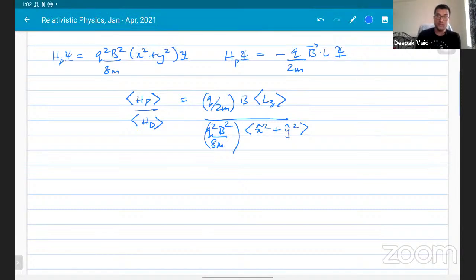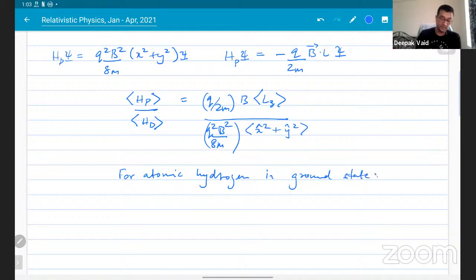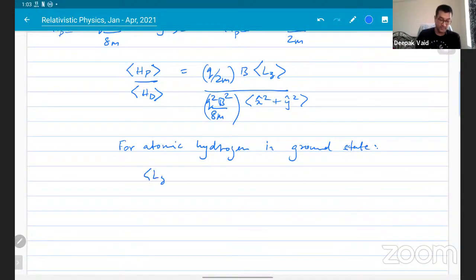And now we can ask ourselves, for instance, for atomic hydrogen in the ground state, right? What do we expect L_z to be? L_z would be of the order of h bar. And what would we expect this x squared plus y squared, the expectation value of this?